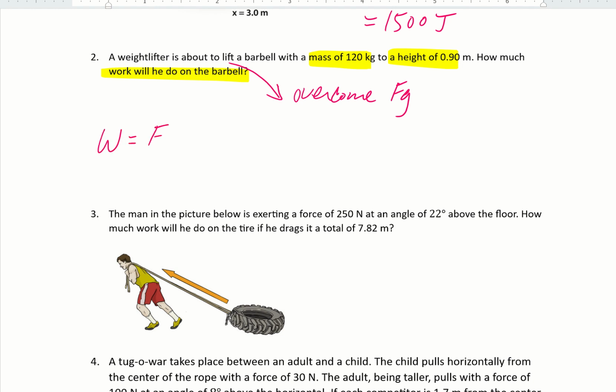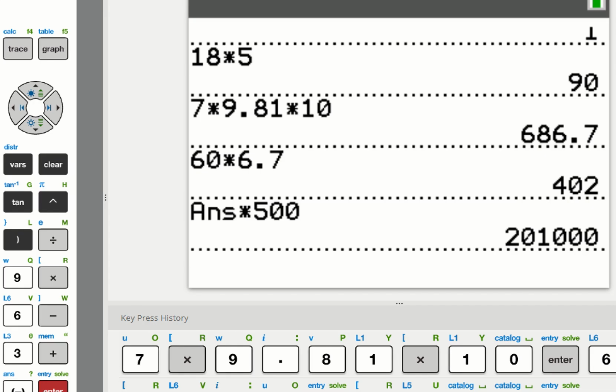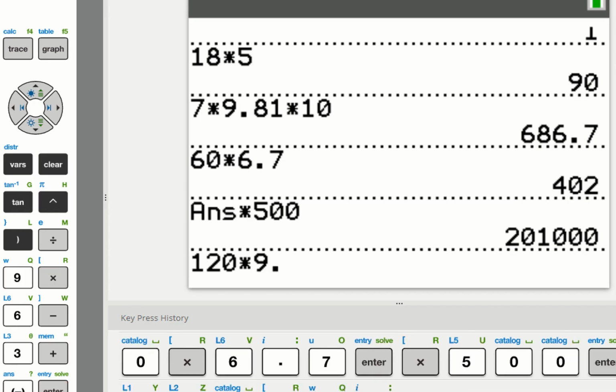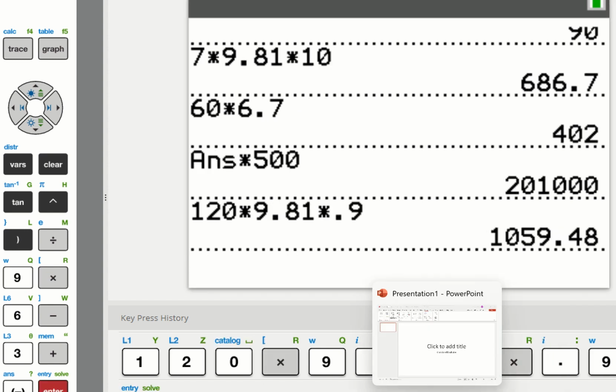So when we do F delta x, again, when you're lifting straight up, the motion is parallel to the force being applied. So cosine of 0 is 1, so we can just omit that. What we need to do is, how much does it take to overcome the force of gravity? mg is the force of gravity times the displacement. Our mass is 120 kilograms, 9.81, and 0.90 meters. So the work done is 1,059 joules.